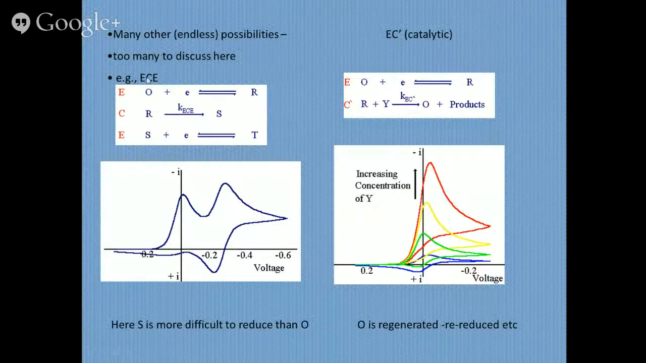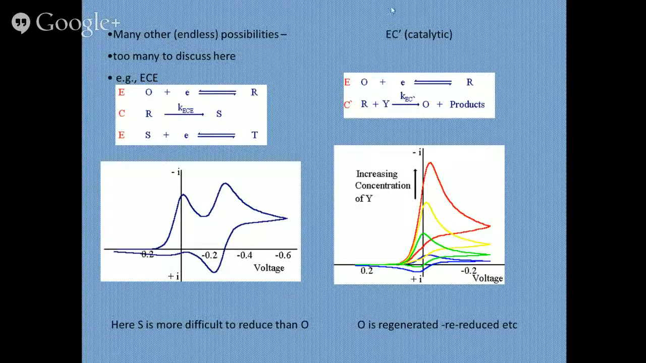So now you can see oxidation process plus electron giving rise to reduction. The reduced species in a chemical reaction converts, R goes to S. That S undergoes another reduction reaction. So this is an electrochemical reaction followed by a chemical reaction followed by an electrochemical reaction. So you can see the corresponding cyclic voltammogram. What you are seeing here is two anodic peaks and one cathodic peak. So the two oxidations that are possible are shown there, but in the cathodic region it gives you only one.